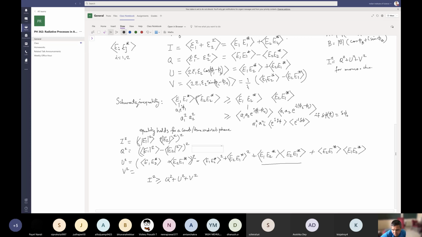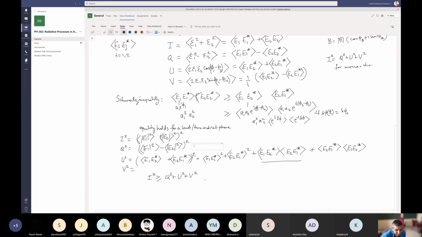Okay, so I'm actually not going to do this. Perhaps I can give it as a homework problem. That would be nice. Okay. Just a second. So this is about the general non-monochromatic wave.